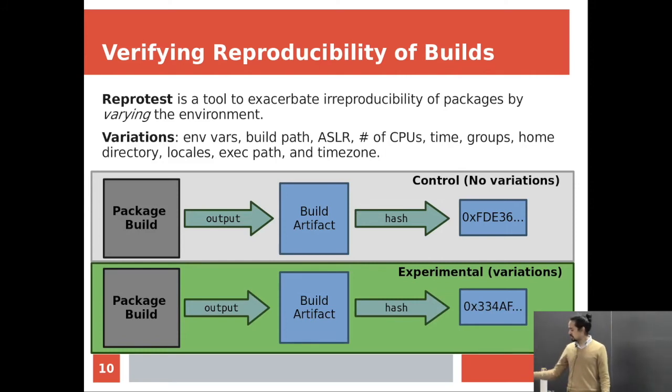This is going to produce two hashes, and we're going to compare these hashes. If the hashes are the same, then for this given run, we don't really know anything. But if the hashes are different, it's going to be irreproducible. So this is how you can gain some confidence that a package is reproducible: if you end up getting the same hash every time given n different variations.